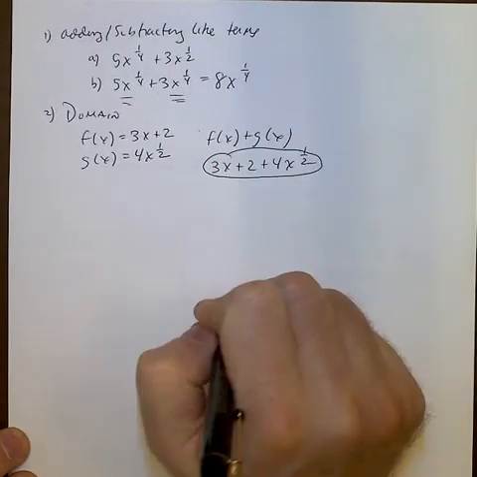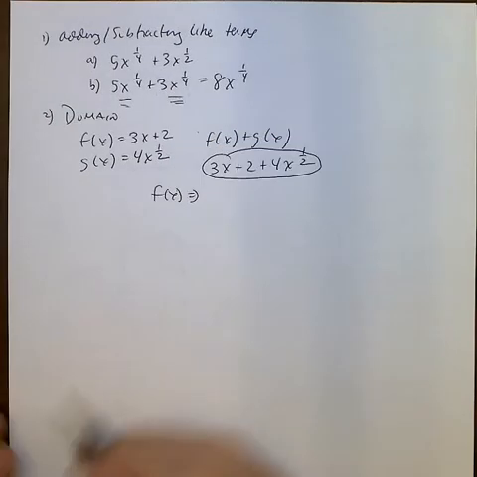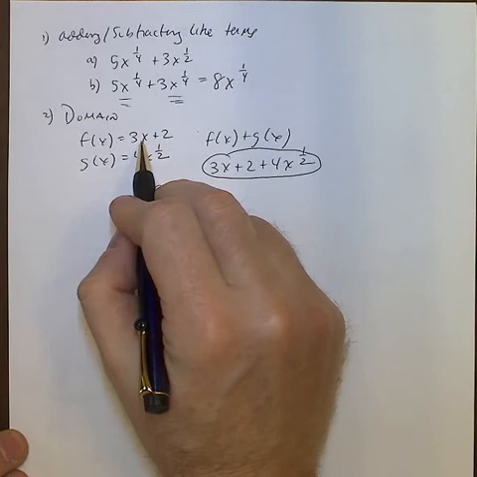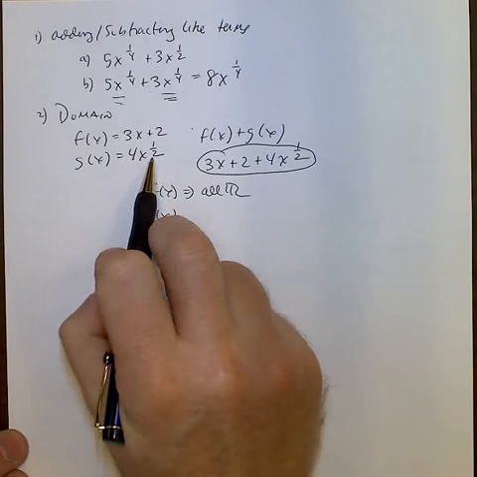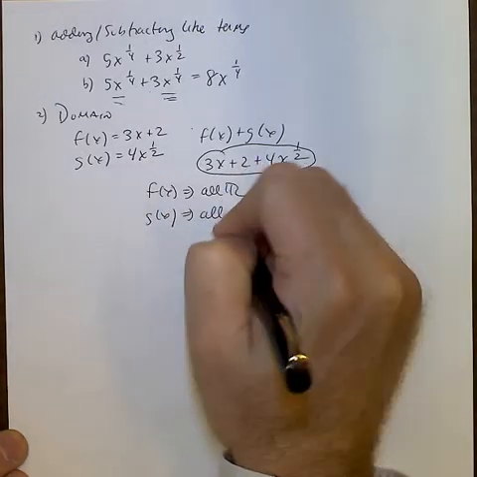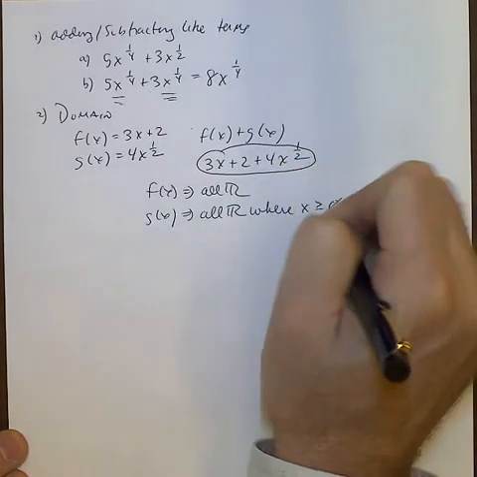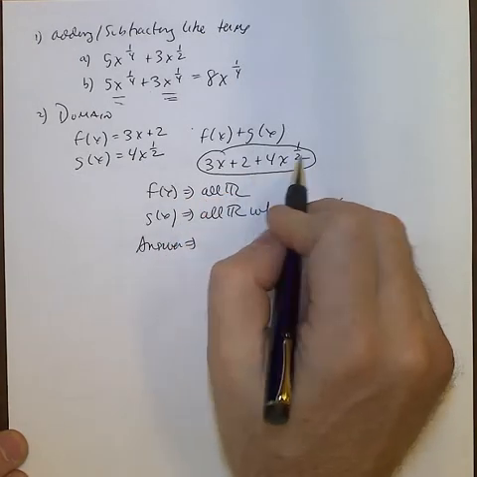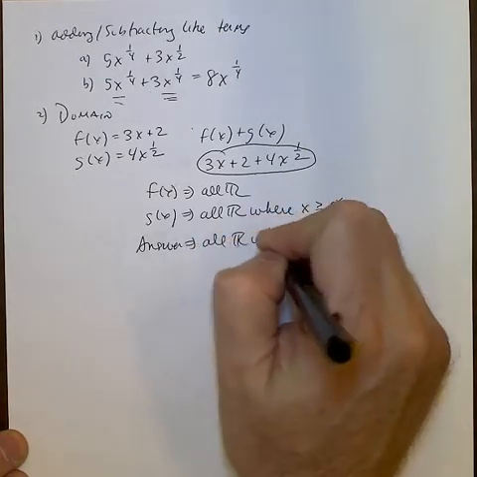Now, if I want to find the domain, I take the domain of f of x. And what's the domain of f of x? Well, are there any division by 0? No. Are there any roots? No. So it's all reals. For g of x, though, I have x to the 1/2. That's an even root. When I have an even root, I can't have negative numbers for x. So it's all reals where x is greater than or equal to 0. And for my answer, which is right here, I also have the even root. So it's all reals where x is greater than or equal to 0.